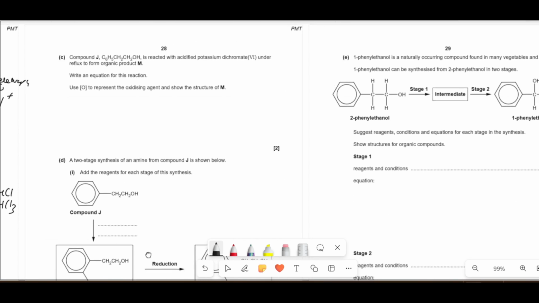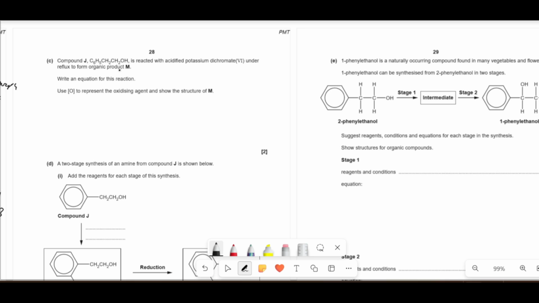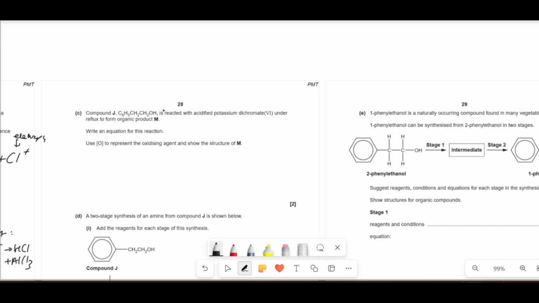Next it says compound J, C6H5, CH2, or whatever, is reacted with acidified potassium dichromate, and it makes this product M. Use O to show this. So this is why I said it's really important to recognize organic groups, because if you can see, that is literally just CH2, CH2, whatever, OH. It is simply just a primary alcohol.